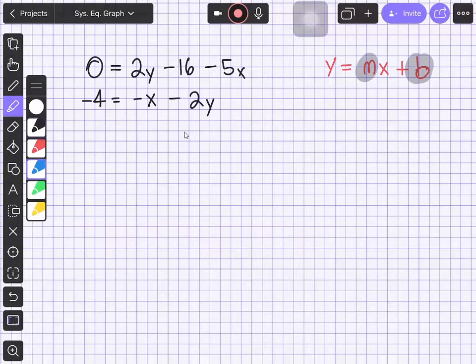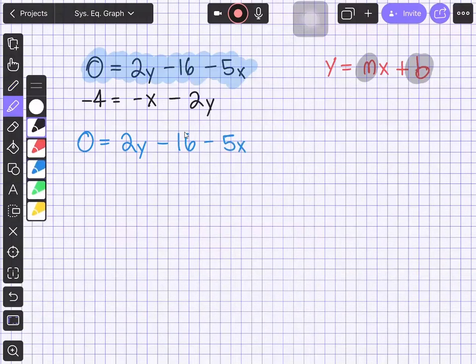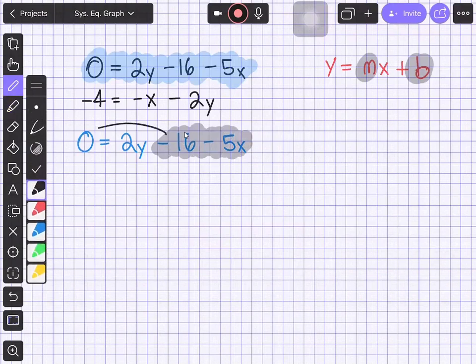So, let's take the first equation and let's begin with the isolation process. So I'm going to copy it here. 0 equals 2y minus 16 minus 5x. And I am going to take these two terms and I am going to move them to the other side of the equation. So I will have 16 plus 5x equals 2y.